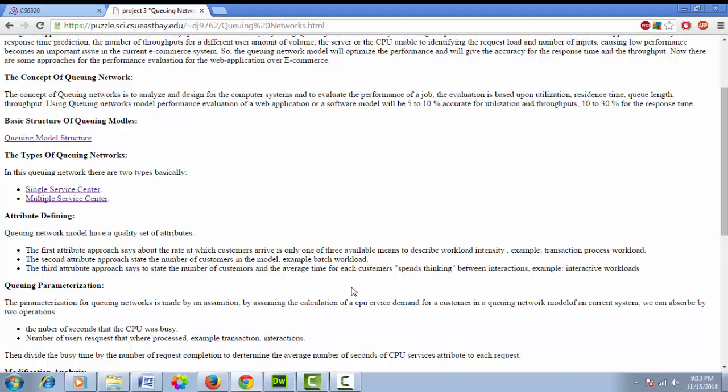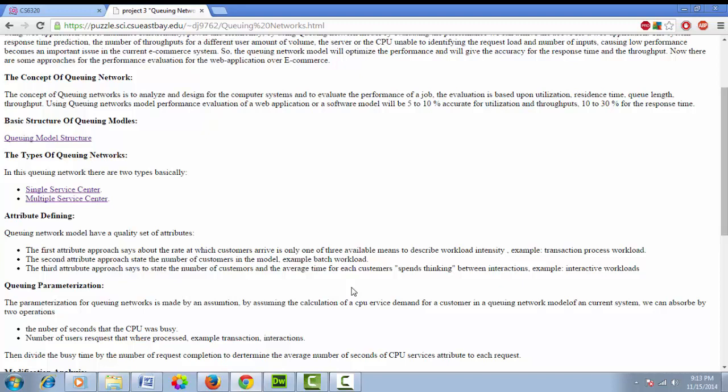and the second attribute states the number of customers in a model, and the example is a batch workload. And the third attribute states the number of customers and the average time for each customer between interactions. The example is an interactive workload.